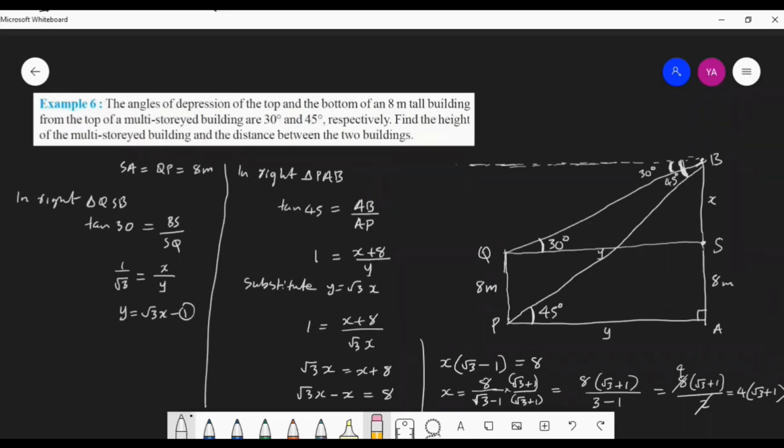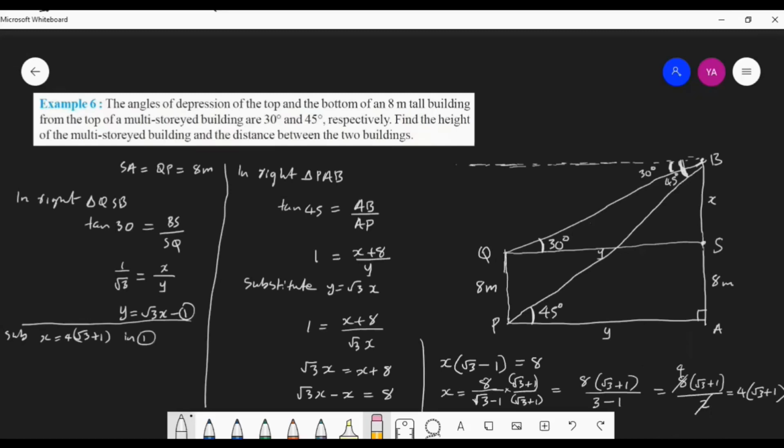We want to find the height of the multi-storied building, and for AB we need x. So keep it there. First we can find out y. Substitute x is equal to 4 root 3 plus 1 in equation 1.